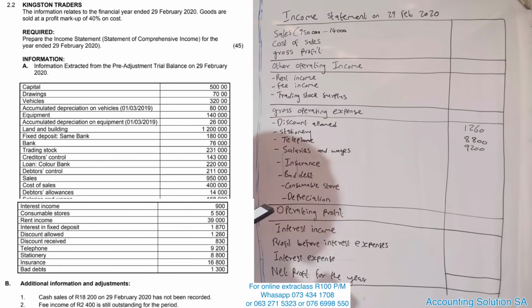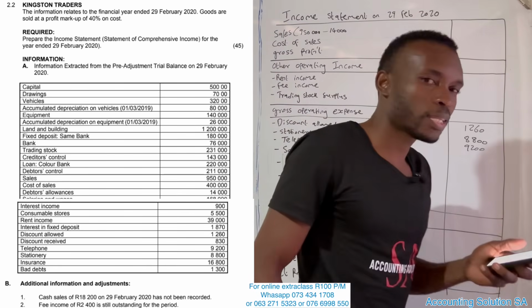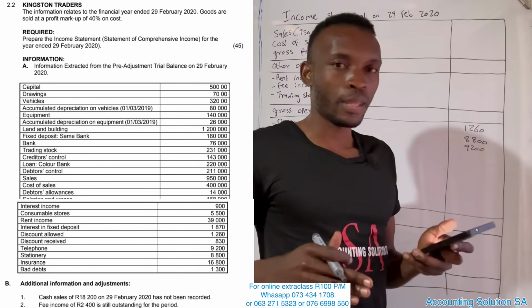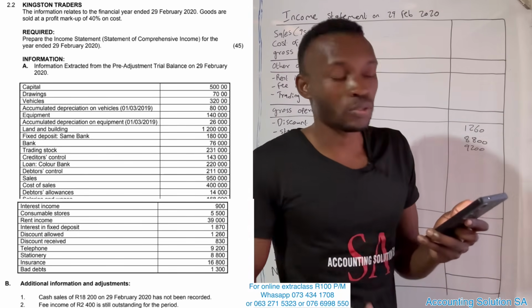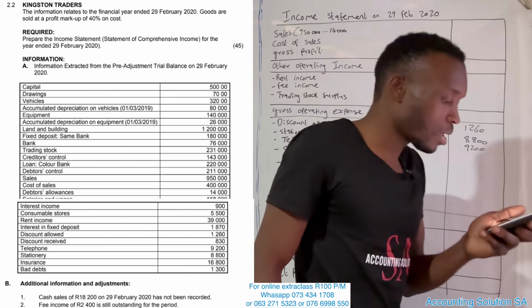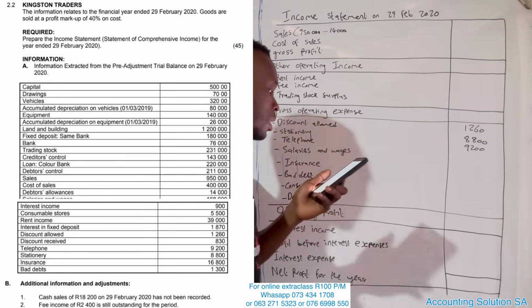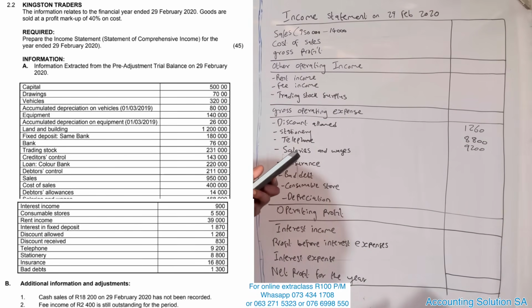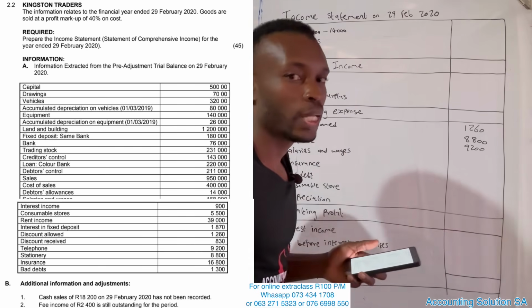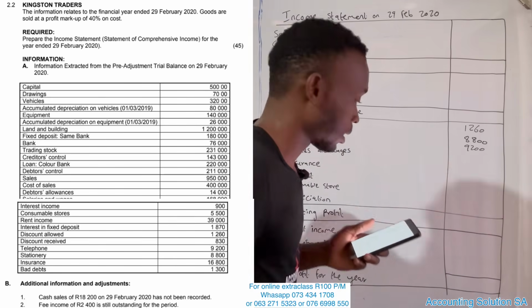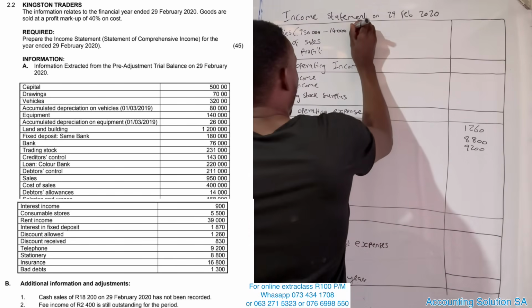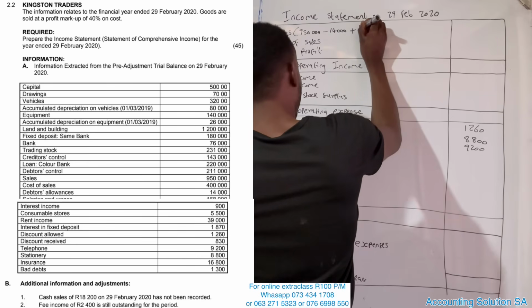Apart from that, you have to check the transactions 1, 2, 3, 4 and see if there were any sales or returns that were not recorded. Here it was number 1 under B. There was a cash sale of 18,200 on 29 February that has not been recorded. A sale must increase our sales. So it was not recorded, we have to record plus 18,200.